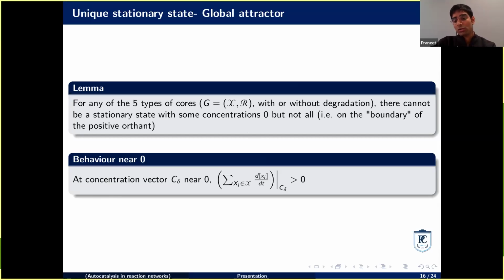And since there's only one unique stationary state, it will be the attractor throughout the system, because deficiency zero theory also gives that it's asymptotically stable. So this is the only stable state, and all the trajectories will end up in this stable state. So this gives the global attractor behavior for the 5 cores.